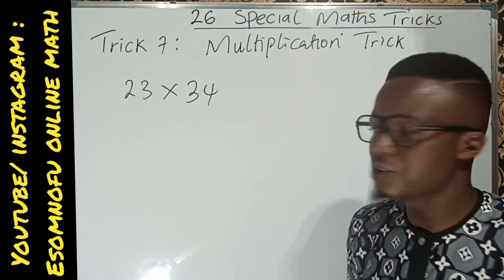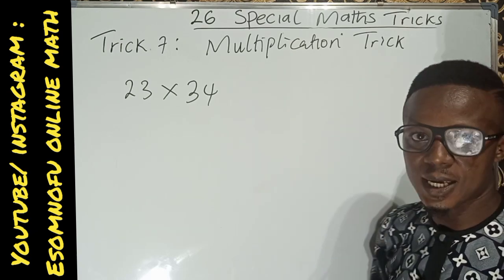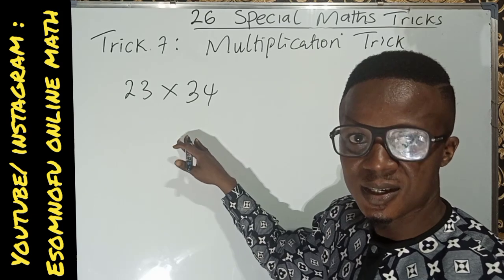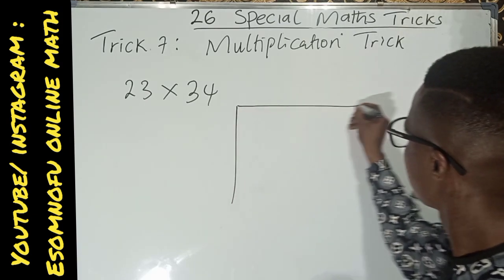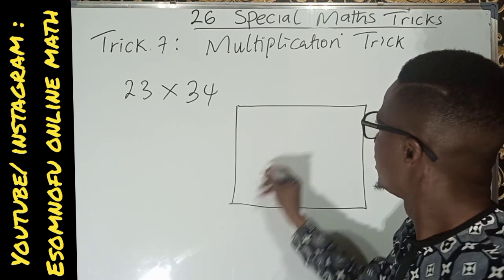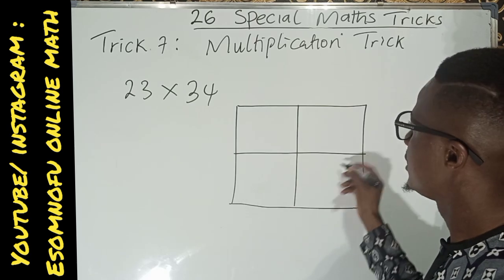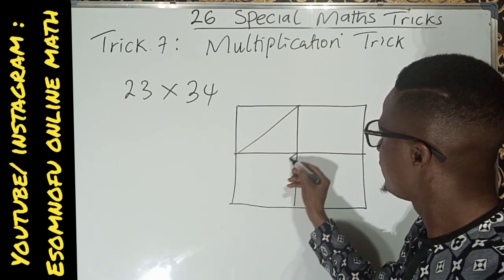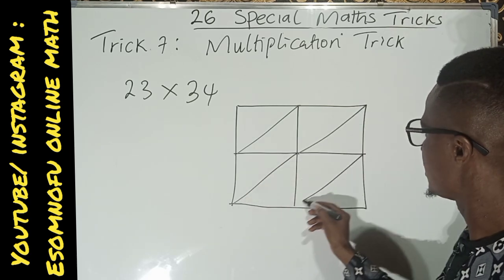Okay, we are now in trick number 7, which I call the multiplication trick. This trick is useful in multiplying any number of digits. But before you can use it, just draw a box, divide it by 2, horizontally and vertically. Then after that, slant it through the vertices. Like I'm doing, you slant it through the vertices.